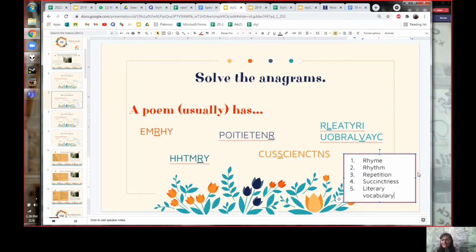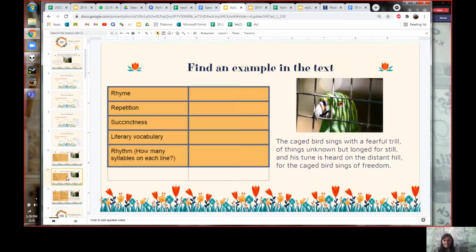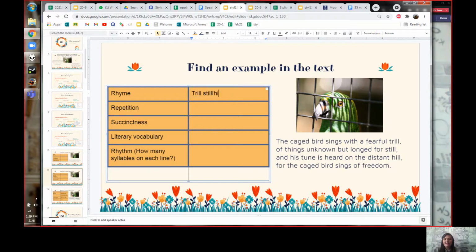So let's find some examples of these. We'll go back to this bird trapped in a cage. And I would like you to just pause the video for me and find examples of each of these things inside a text. Okay, so pause. All right, we're back, I suppose. So the rhyming words in this text are trill, still, hill. These words all rhyme. Usually the rhyming word comes at the end of each line of the poem, right?